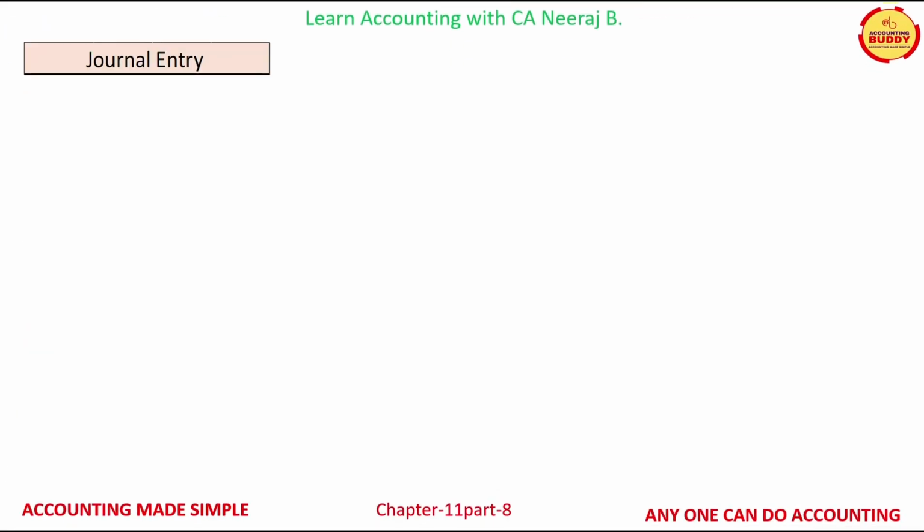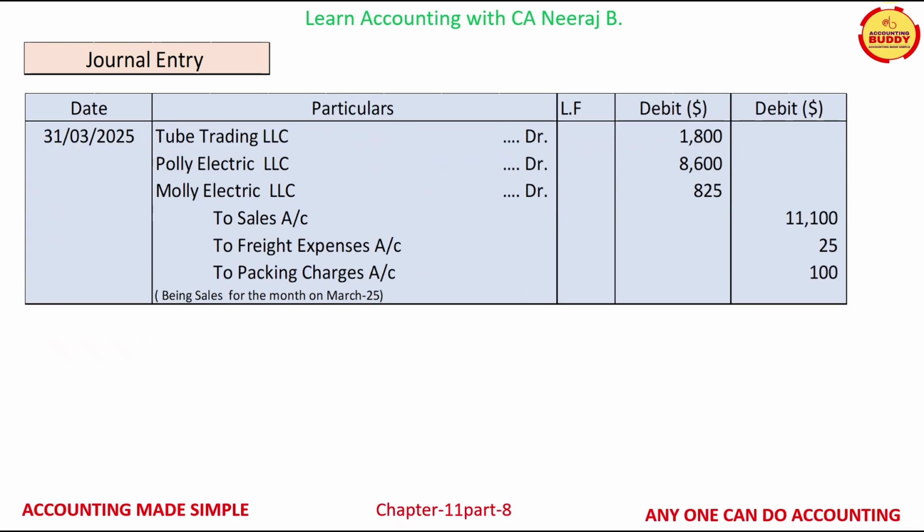The journal entry for the sales book discussed in the previous slide will look like as appearing on your screen. The entry will be passed on the last day of the month, that is 31st March 25, by debiting customer account Tube Trading LLC for $1,800, Poly Electrical LLC by $8,600 and Molly Electric LLC by $825. Sales account will be credited with the sum total of all the credit sales transactions, which in this case comes to $11,100.